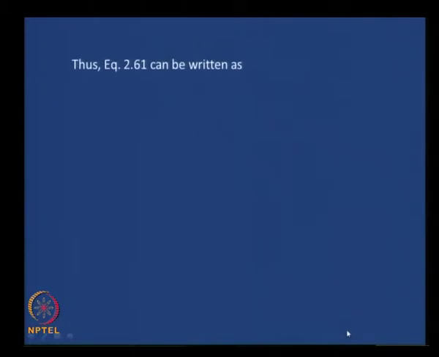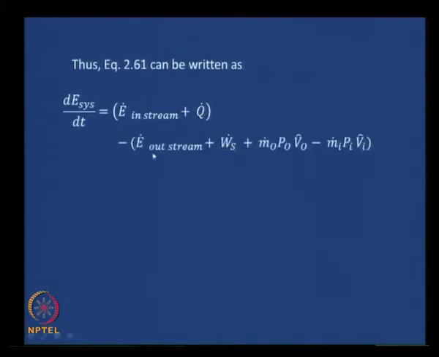Now, this equation 261 that we just wrote can be written as d/dt of E of the system, the accumulation term, equals the rate of E of the inlet streams plus Q dot, minus E dot of the outlet streams. All this is from earlier. The only thing that we are doing here is expanding the W dot in terms of the shaft work interaction as well as the PV work interaction. So, plus Ws dot plus m_o dot P_o V_o hat minus m_i dot P_i V_i hat.